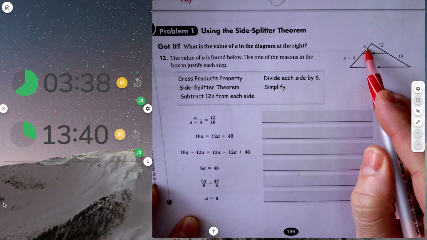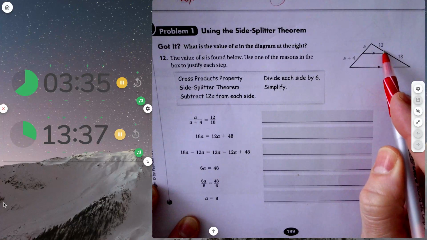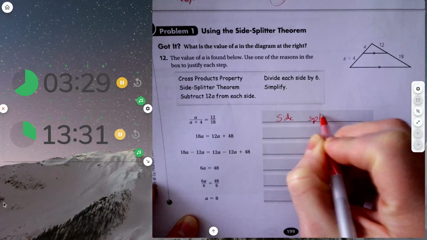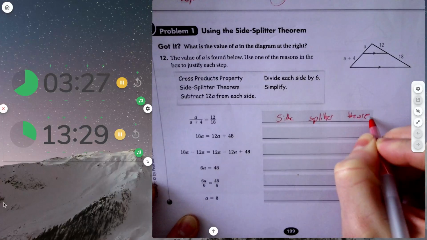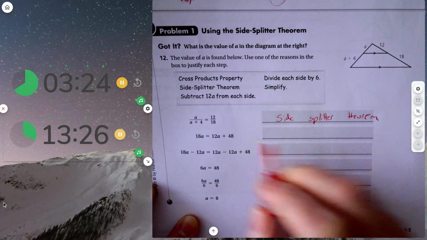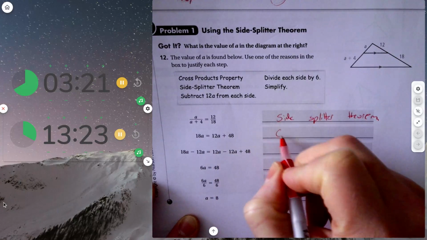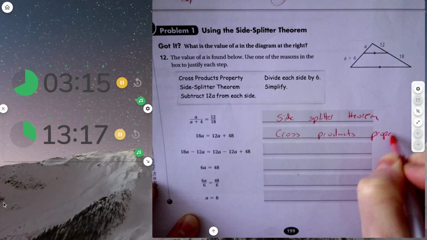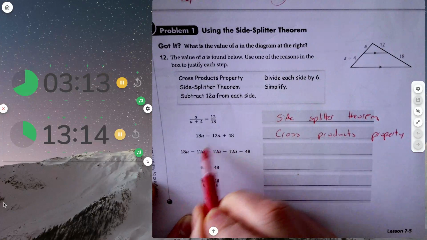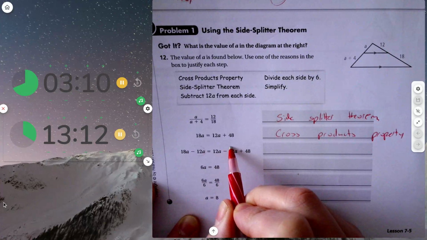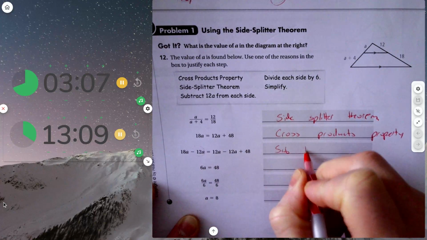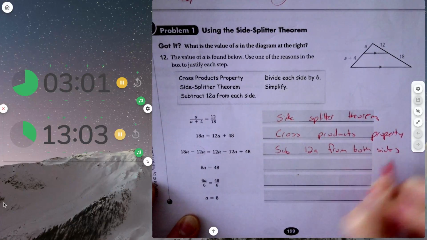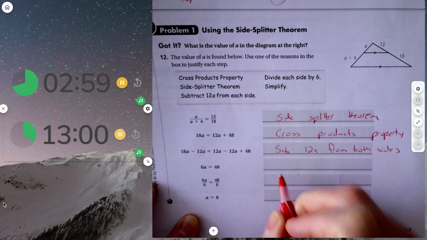So they set up A to A over 4, so that's going to be 12 to 18. That was just this, where we're using the side splitter theorem. And then obviously what we did here was the cross products property. Then we subtracted 12a from both sides, and then 6a equals 48. What did we do here? We simplified.